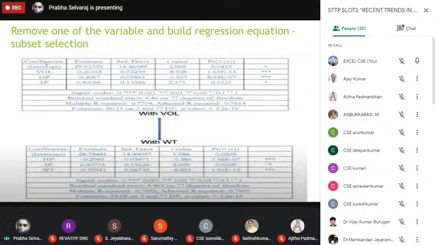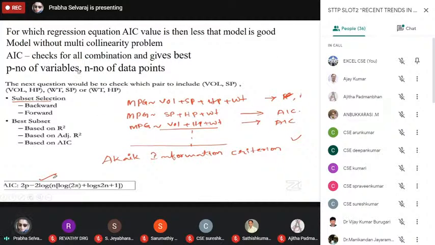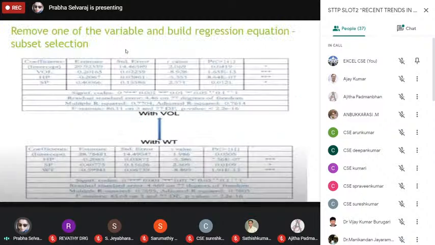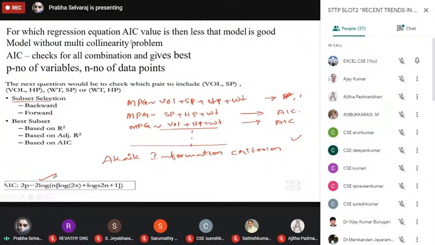So now I'm going to follow the same process. Here with volume, I'm calculating all the p values and I see all are significant. In the next example, I'm calculating with WT, SP and HP. Even here, all are significant. So for which regression equation should we go? You have the AIC. AIC is nothing but the Akaike information criterion. If the value is less, then that model is a good model without a multicollinearity problem.